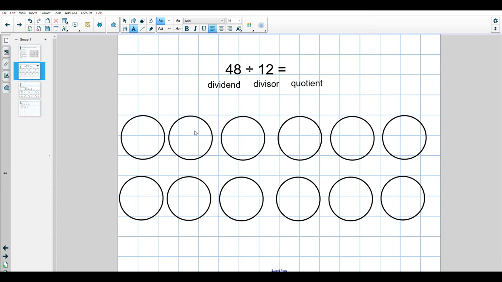So you put a dot in 1, 2, 3, 4, 5, 6, 7, 8, and you'll count all the way up, evenly putting the dots in until you reach 48, and you'll notice then that your quotient here will be 4.